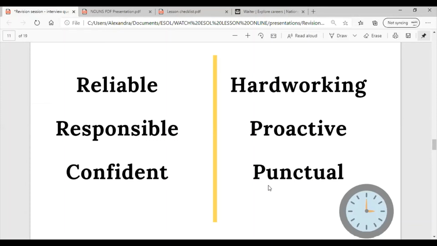And then punctual. Punctual is your timekeeping. Do you turn up to appointments on time? Do you turn up to class on time? Are you ever late? Being punctual is having very good timekeeping. So you might know about timekeeping, but you might not know the term punctual, which is just another way of saying that you're on time, you're early for things.